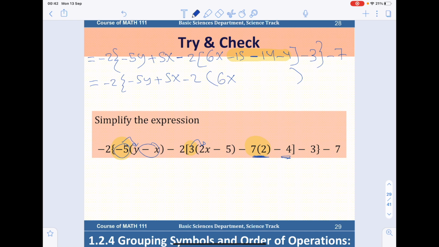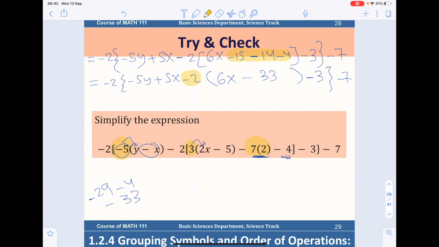Okay. Minus 15, minus 14, minus 4. Minus 15 minus 14 is minus 29. And minus 29, let me write that down. Minus 29 minus 4 is minus 33. So this would be minus 33, then minus 3, then minus 7. Okay, so now what should we do? We have to distribute this negative 2.